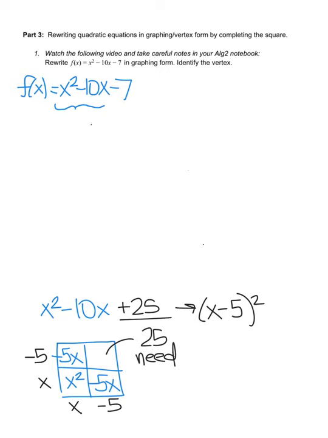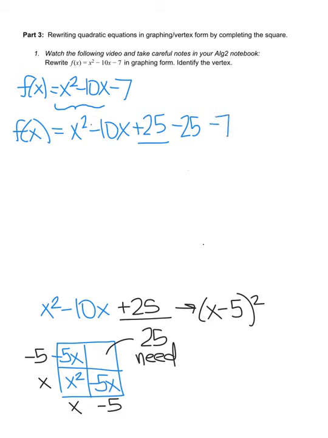So now that I know what I need, I can go back to my original equation up here, f of x equals x squared minus 10x. I want to add a 25. However, I can't just add 25. I'm going to change the value of the equation. So right next to that, I'm going to actually subtract 25. This way, if I add 25 and subtract 25 right next to each other, that basically adds up to 0. I haven't changed the balance of the equation. And then I also need to bring down that minus 7 at the end.